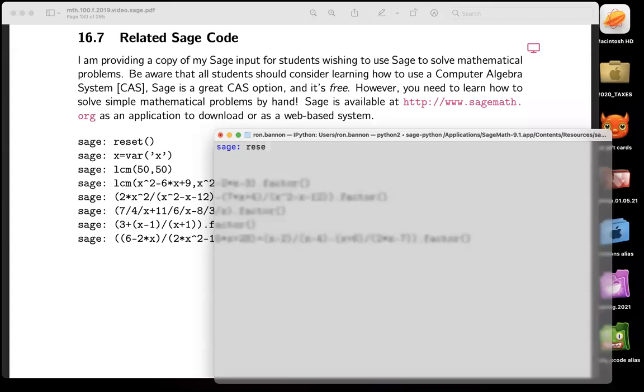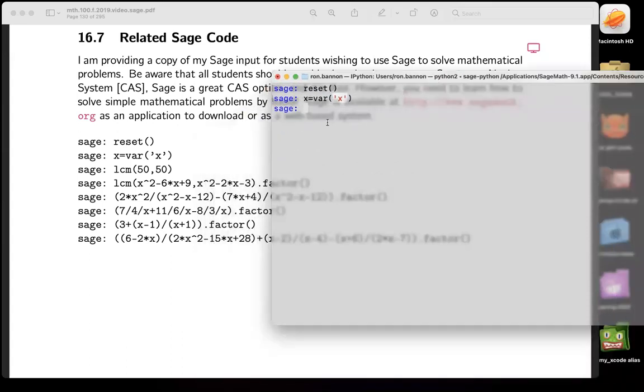So reset. Again, if I ever get tired, I'll do a copy paste. X is a variable. By the way, copy pasting can still cause trouble. And you're going to find that out, particularly students taking computer science, that copy pasting causes lots of troubles. All right. We've done LCM in this section over here. I'll type that in, LCM 50 and 50. Well, that should be easy. That should be 50, right?